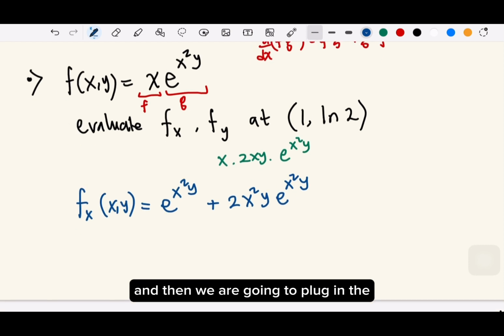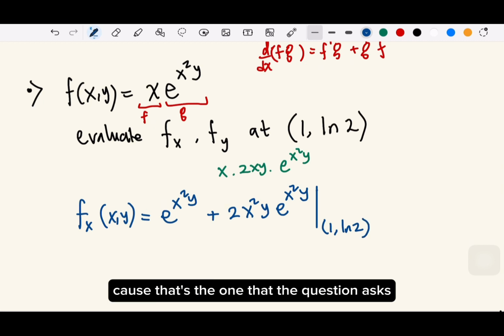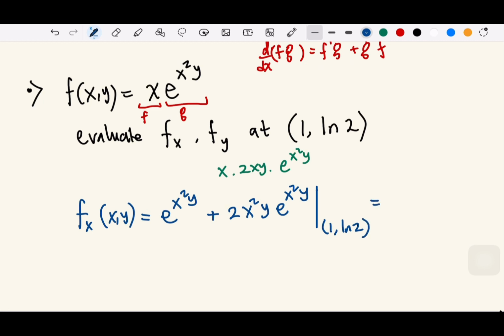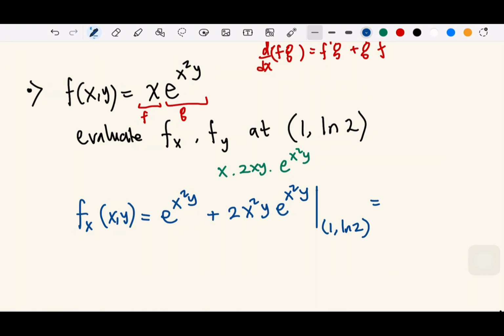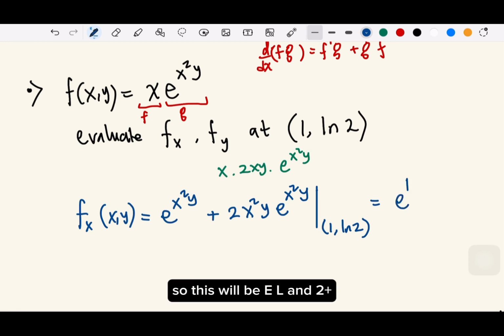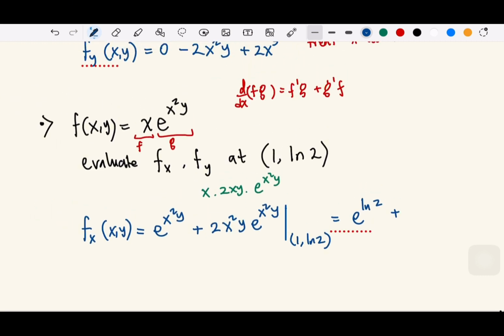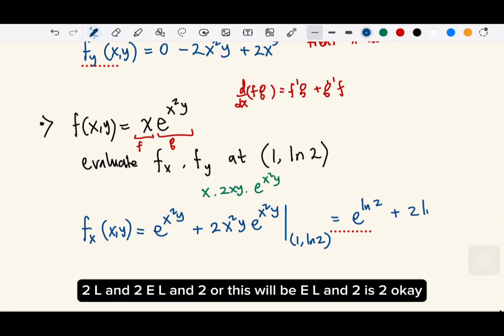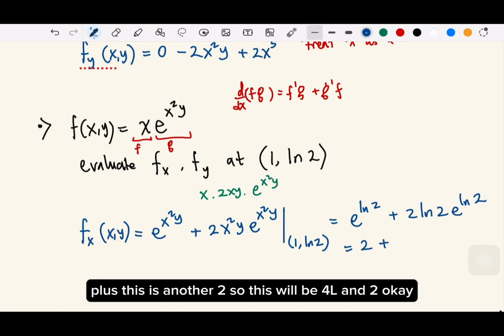And then we are going to plug in the number 1 and ln2, because that's the one that the question asks. Okay, we plug in x equal 1 and y is ln2. So this will be e^(ln2) plus 2 ln2 e^(ln2), or this will be e^(ln2) is 2, okay, plus this is another 2, so this will be 4 ln2, okay.